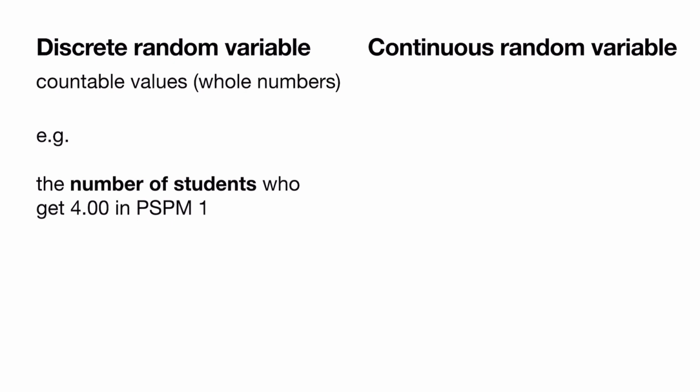Discrete. What is discrete, everybody? Recall your topic 4 from before. What is discrete? You can count it. It is countable values, which are supposed to be whole numbers. That is what we mean by discrete random variables. What is an example of countable values? Like the number of students who get 4 flat in PSPN 1, right?